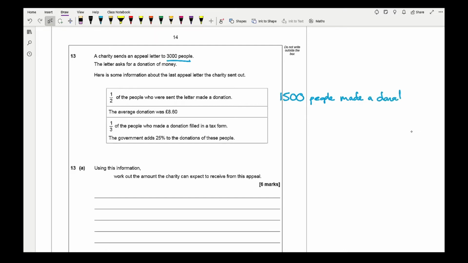Now this question is worth 6 marks, which is quite a lot of marks, so make sure you attempt to work these out. I would probably say you'd get 1 mark just for working out what 1,500 people is. Now it says that the average donation was £8.60. So again, another bit of key information, and it says that a third of people who made a donation filled out a tax form. Now a third of 1,500 is going to be 500. So 500 people filled out a tax form.